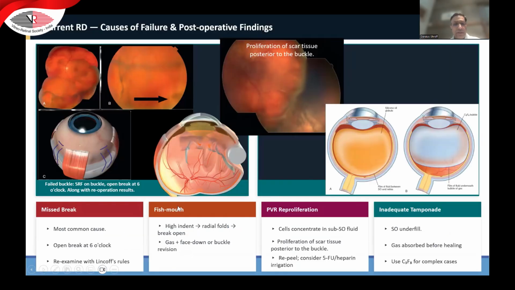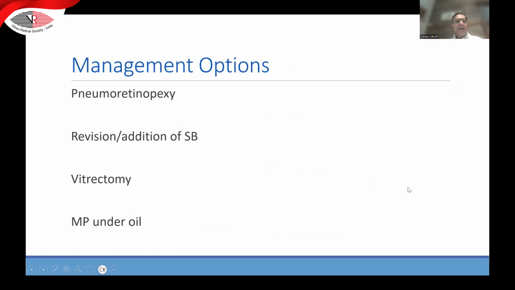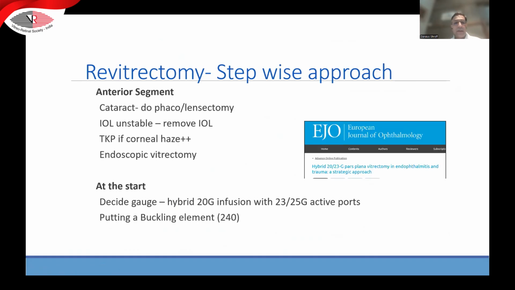So here you can see on this busy slide, the missed break, fish mouthing, the break not being closed adequately, reproliferation, or an inadequate tamponade causing this. Management options: you can do a pneumatic as a rescue, you can do a revision or addition of a scleral buckle, you can do a vitrectomy, or you can peel the membrane under oil. These are the various options you have when you are faced with a recurrent retinal detachment.